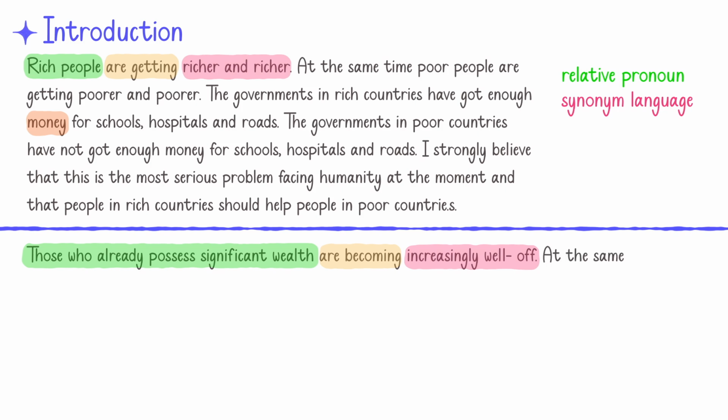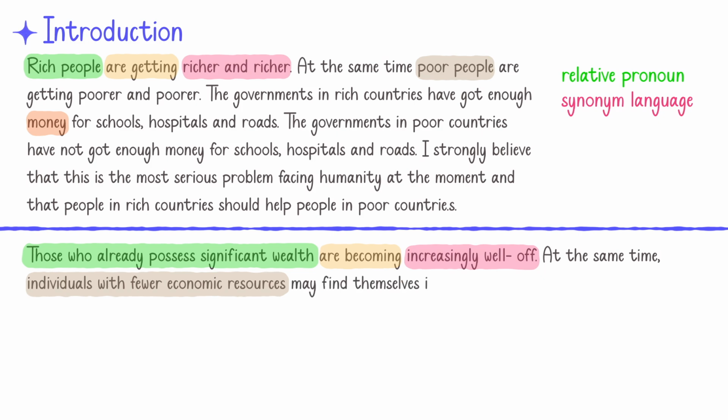Now, at the same time. This is okay if we write at the same time, and after at the same time we should put a comma. Poor people. So instead of poor people, we can write individuals with fewer economic resources. Very good word, right? Individuals with fewer economic resources. So instead of poor people. Now, after that, we have are getting poorer and poorer. So we can write may find themselves in dire financial straits.